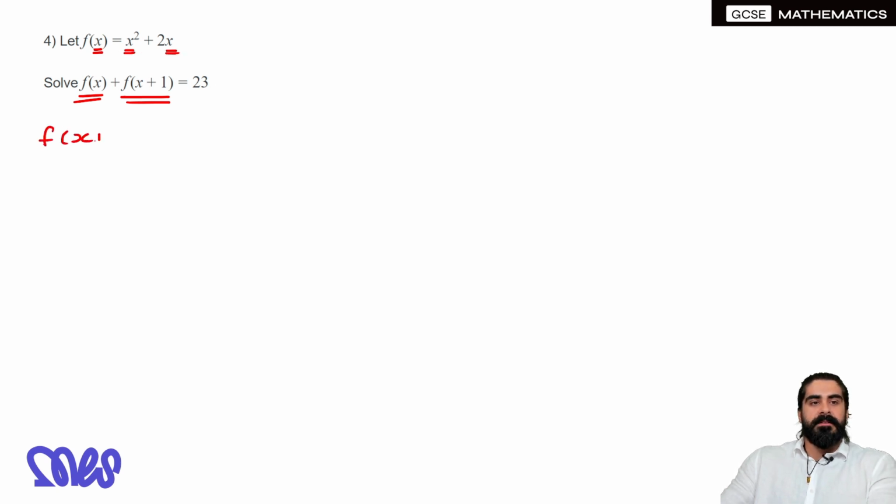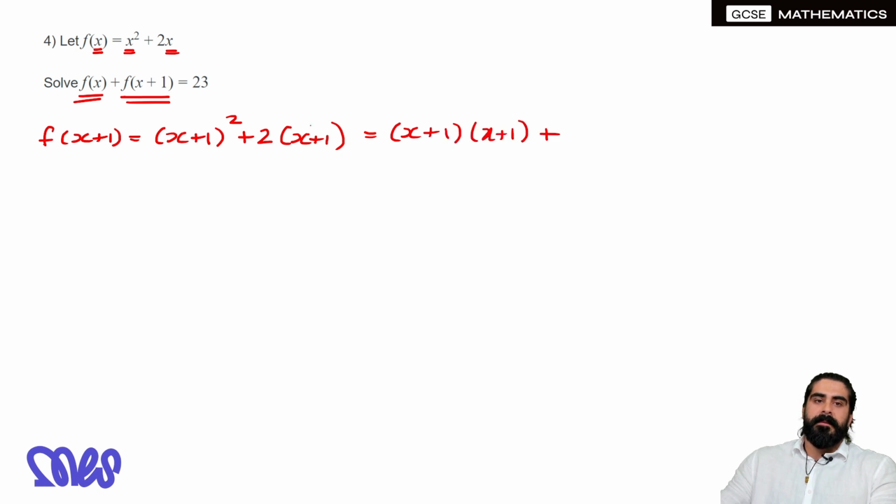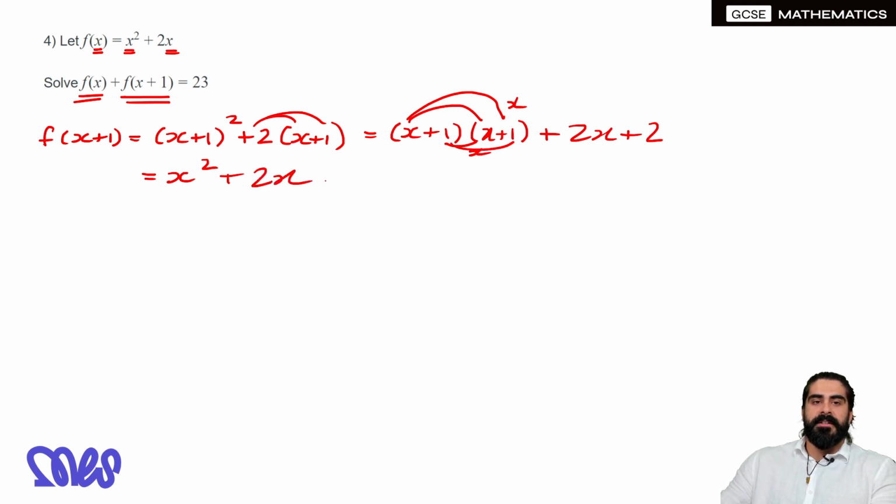So f(x+1) here will be, remember to use a bracket, (x plus 1) squared plus 2 bracket x plus 1. Now we just need to expand everything. So x plus 1, x plus 1. Here we can expand this one, 2x plus 2. So we have x squared plus x times 1 is x, plus another x, so that'll be 2x. Then we have the 1 times 1 is just 1. Then we have that plus 2x plus 2. Simplifying, we have x squared, we have 2x plus 2x is 4x, then we have 1 plus 2 is 3.